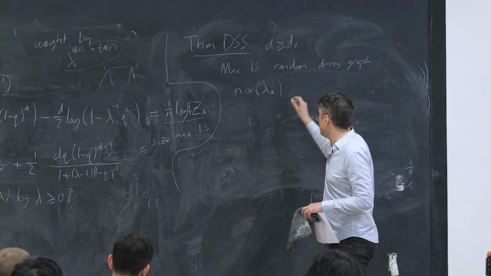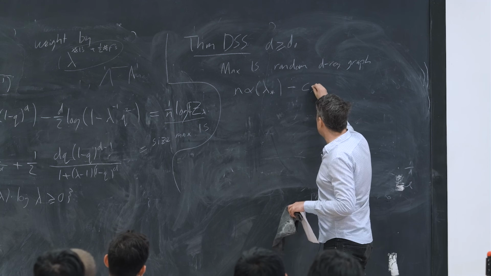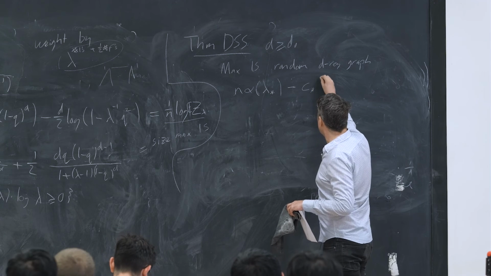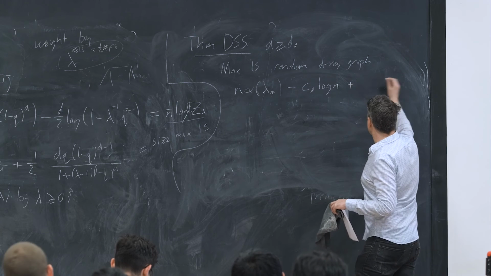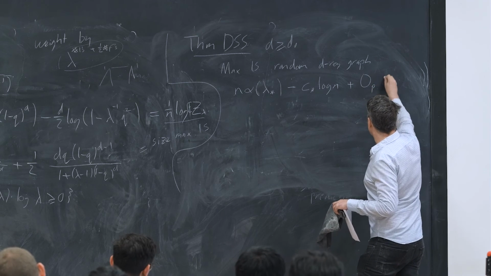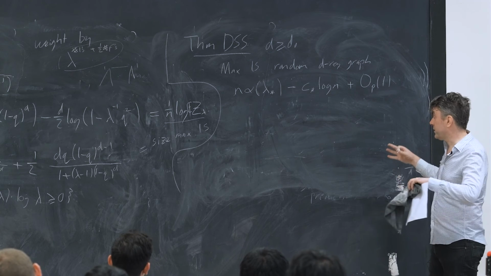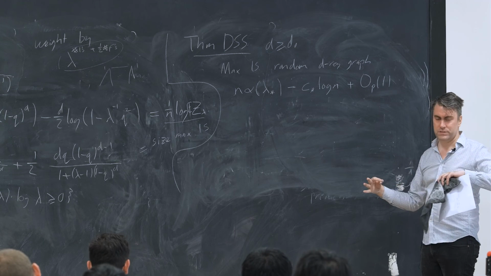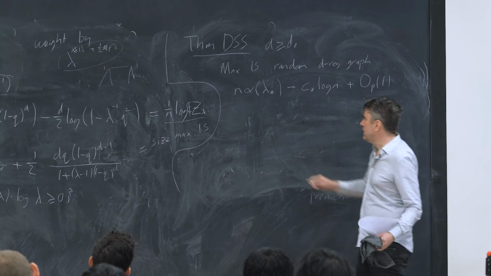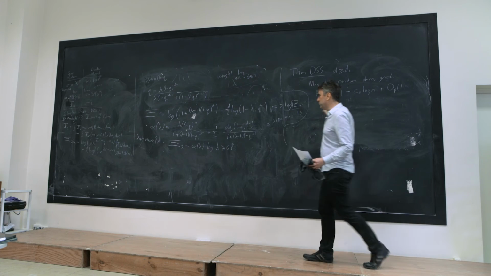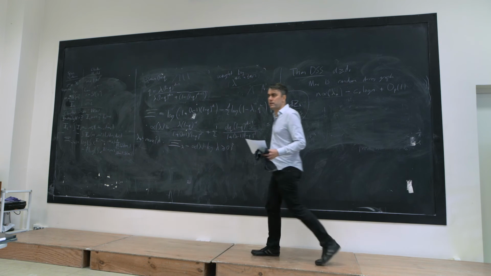If you're more careful, you can get the next term, which will be some other constant times log n, and then plus some random fluctuations that are just of order 1 in probability. So the size is actually really tightly concentrated. Okay, and this is what you get by plugging lambda star into this formula.